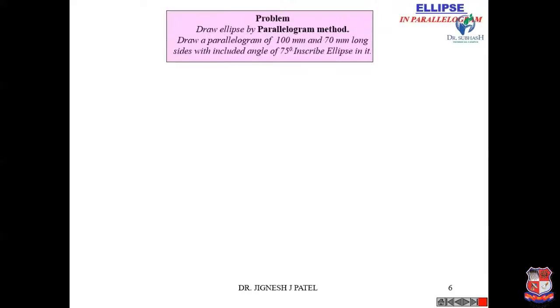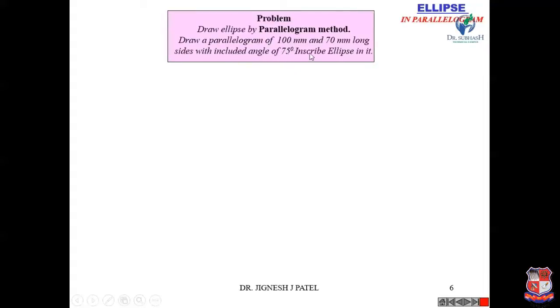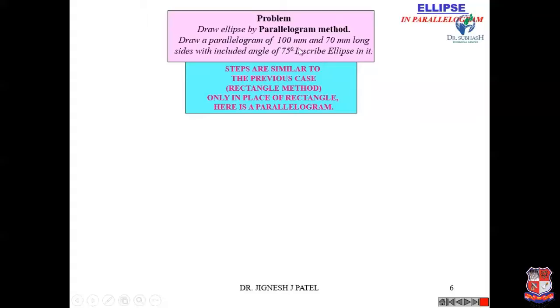Okay. Then next is the ellipse in a parallelogram. Draw an ellipse by the parallelogram method. Draw a parallelogram with sides 100 mm and 70 mm long, with an included angle of 75 degrees. Inscribe an ellipse in it. It is the same as the oblong method, but here instead of a rectangle, we have to draw a parallelogram with an included angle of 75 degrees. Okay, so the steps are similar to the previous case, the rectangle method.